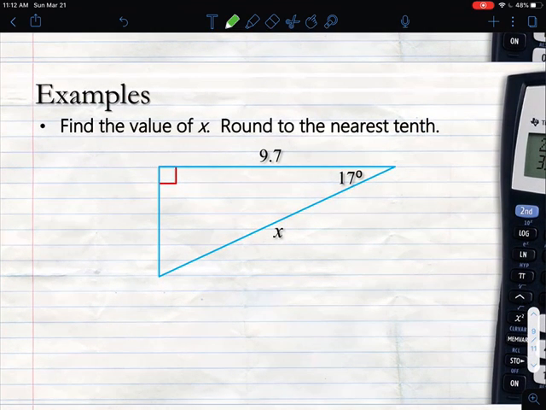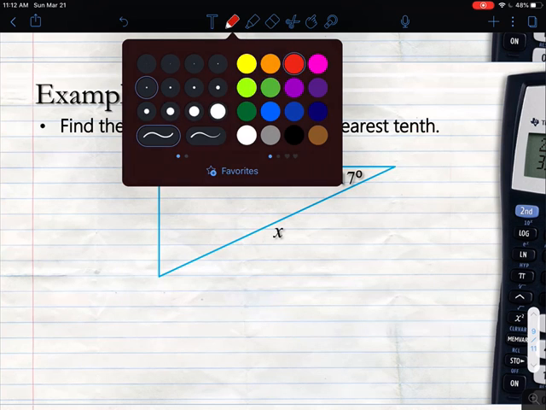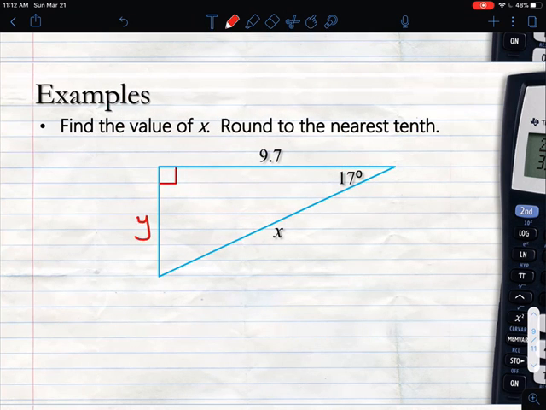Okay. Now, when we look at this one, I want to do something a little bit different here. So I'm going to put another piece of information into this problem. I'm going to say that this side is y. I want us to find both x and y in this case. So here's the deal. I look at where my angle is, and I'm going to have two equations that I have to solve.